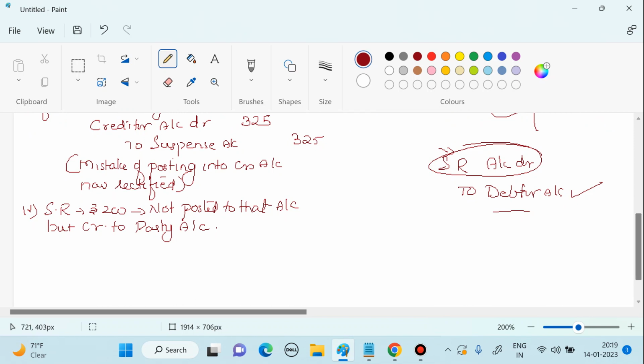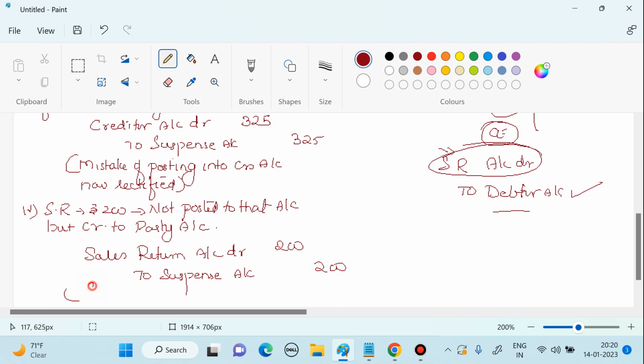This is the correct entry, but not posted. So what should we do? Debit only. Sales return debit to suspense. Sales return account debit 200 to suspense account, because the party account which was to be credited got credited. Only the debit did not take place. Right? Sales return from a party not posted, now rectified.